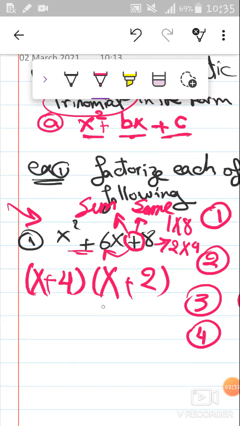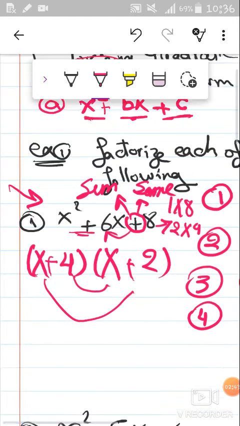Number 4, we can check. x times x is x power 2. 4 times 2 is equal to 8. Here is 4x and 2x. The sum of them is 6x. So we did this factorization in a correct way.